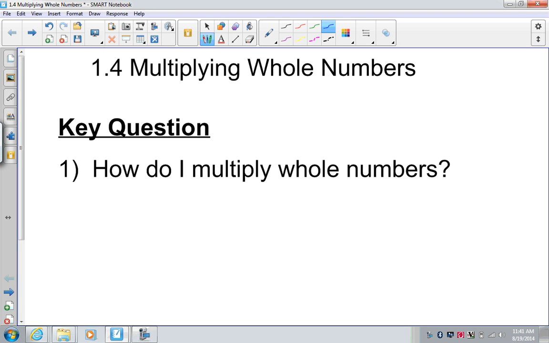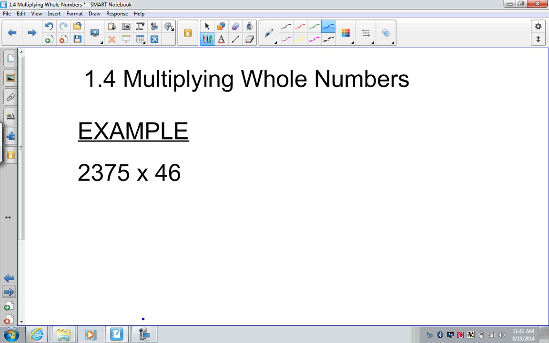In this lesson, we are going to be discussing multiplying whole numbers. By the end of this lesson, you should be able to answer the question, how do I multiply whole numbers? Let's look at an example.